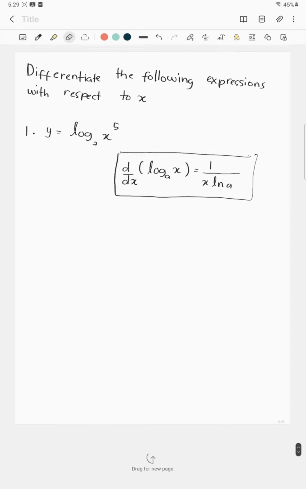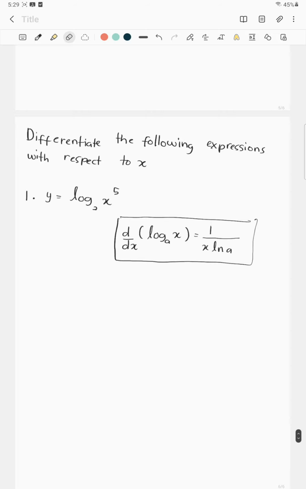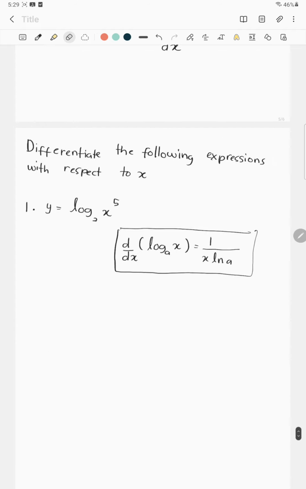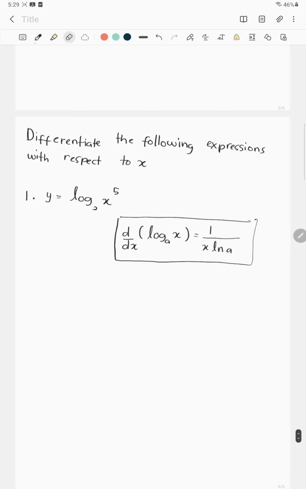So the question is we need to differentiate the expression. Sometimes we call equations, sometimes we call expressions. With respect to x. Here the function we call y, and the variable is x. So we need to differentiate y with respect to x. This is the formula for log, which I take from the formula here. So now we solve it.